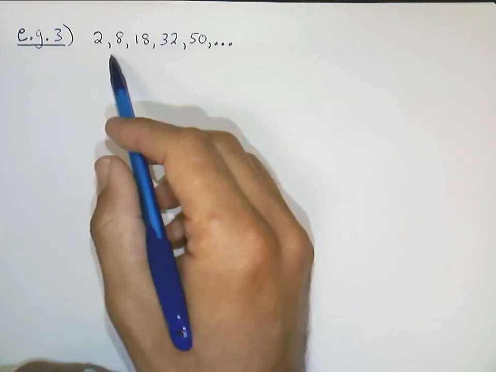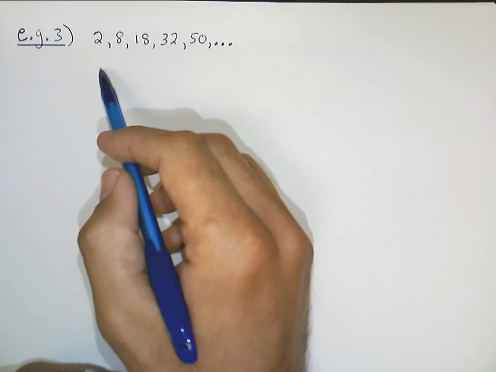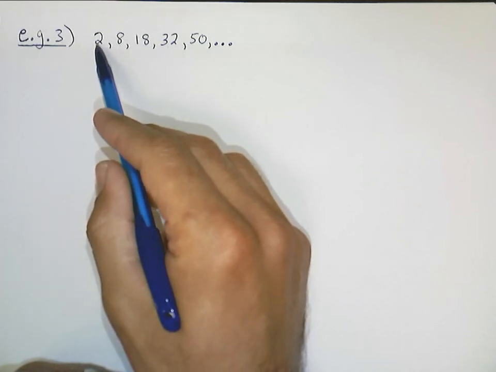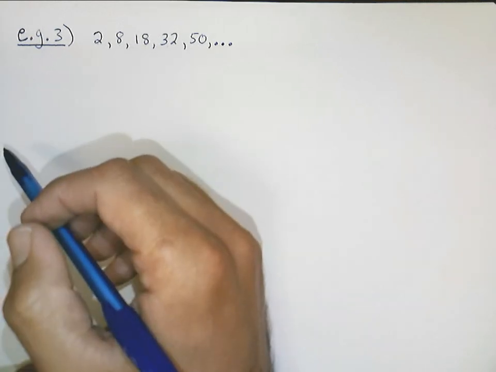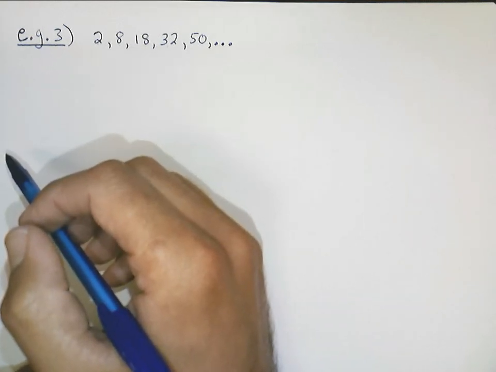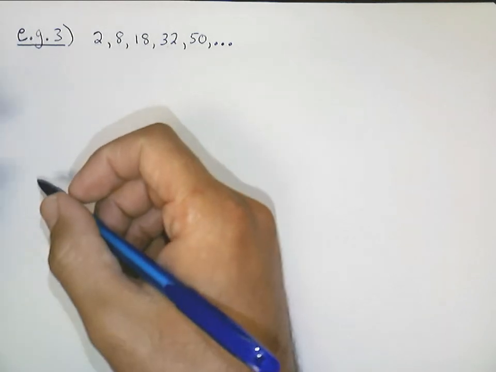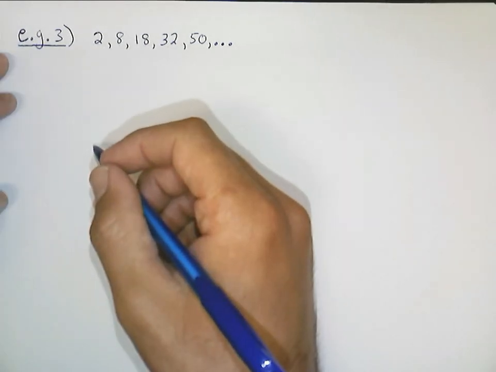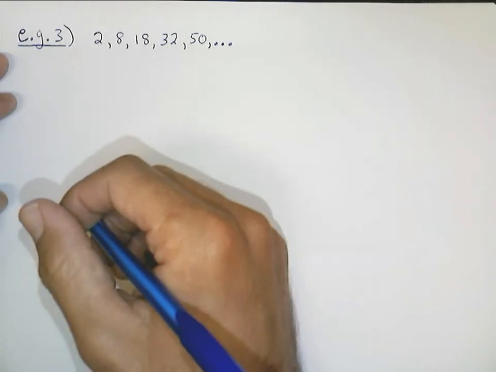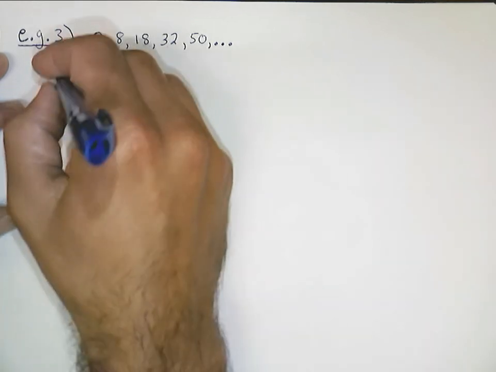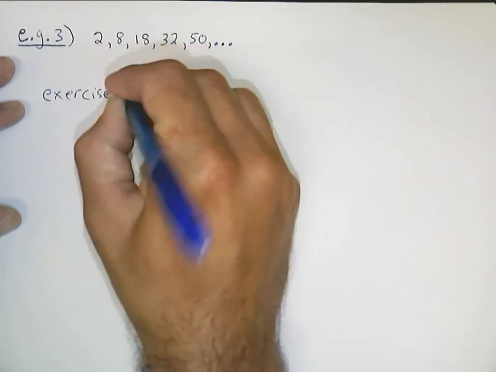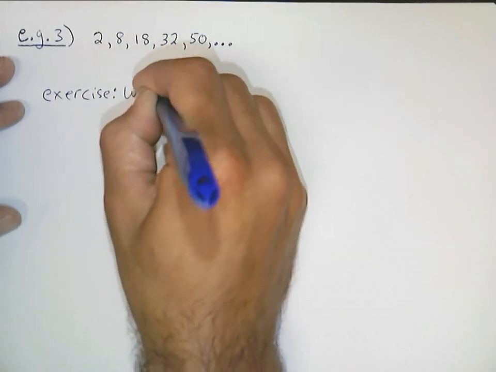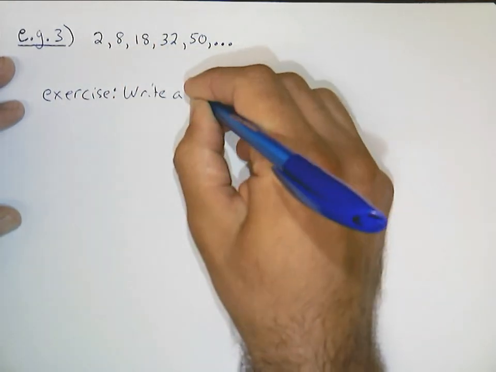If it were a geometric sequence, we'd be multiplying by the same thing each time. So 2 times 4 equals 8. But 8 times 4 is most definitely not 18. So, what in the world is going on with this? And this I'm going to kind of leave as an exercise to you guys. So the exercise here is you're going to try to write a recursive rule for this sequence.